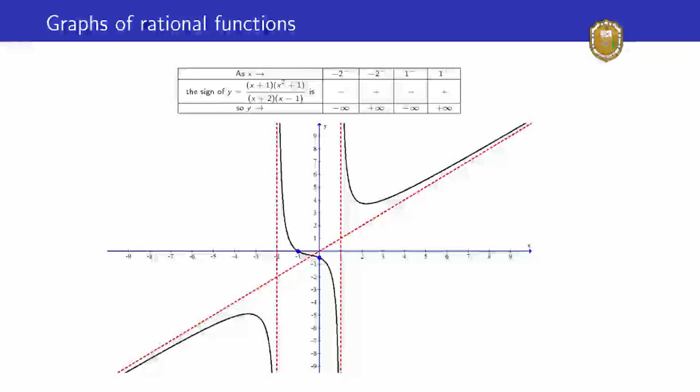Now we use the behavior near the vertical asymptotes. We see that as x goes to −2 from the left, y goes to minus infinity. So we have this portion of the graph here. As x goes to −2 from the right, y goes to plus infinity. We have this portion of the graph over here. As x goes to 1 from the left, y goes to minus infinity. So we have this portion of the graph over here. And finally, as x goes to 1 from the right, y goes to plus infinity, and we have this portion of the graph over here, and this gives you the sketch of the graph of our rational function.